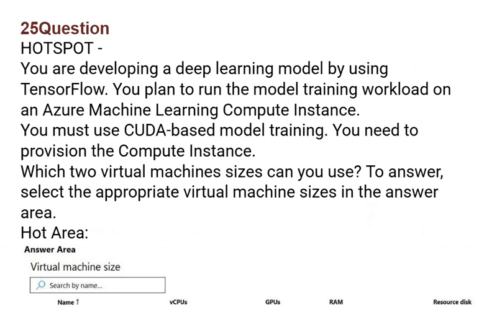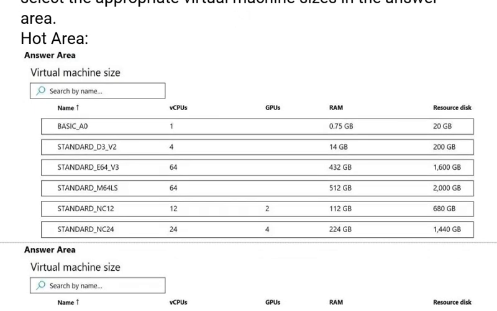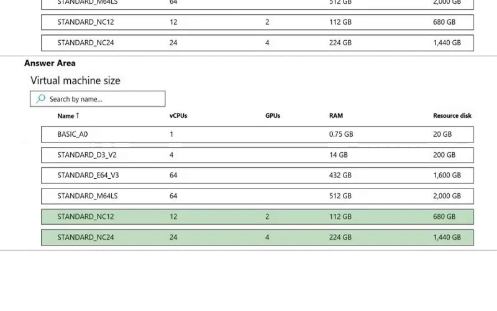Question is, you are developing a deep learning model by using TensorFlow. You plan to run the model training workload on an Azure Machine Learning compute instance. You must use CUDA-based model training. You need to provision the compute instance. Which two virtual machine sizes can you use? To answer, select the appropriate virtual machine sizes in the answer area. Please see this section. And this is the correct answer.